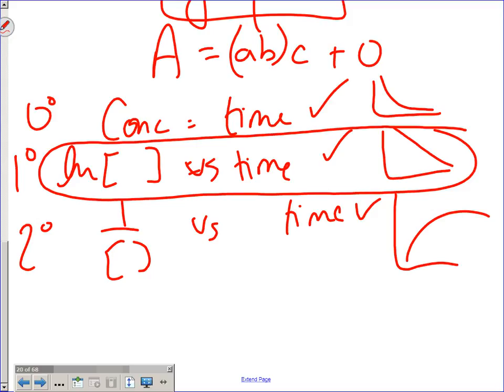And you guys can collect data like this. You can collect concentration versus time, and that's what you guys will be doing on Monday.